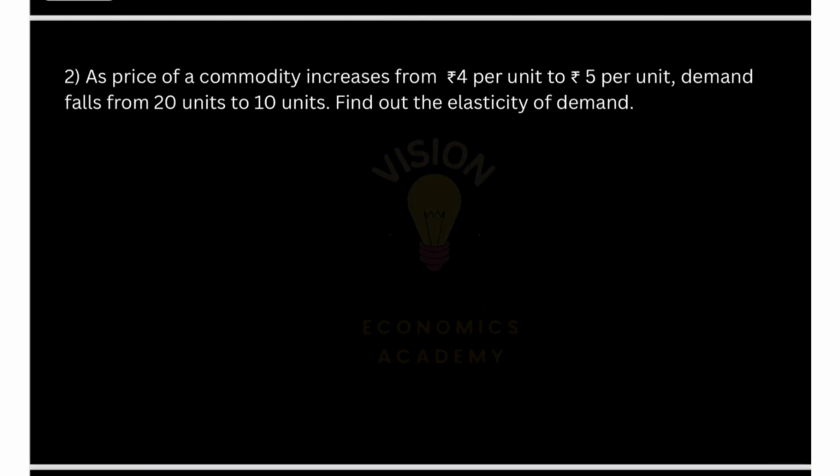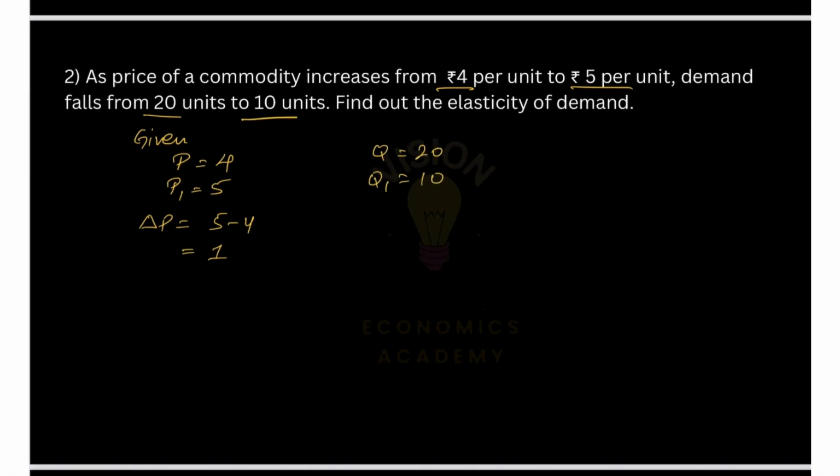As the price of the commodity increases from 4 per unit to 5 per unit, the price given is 4 and the price has changed to 5. So the change in price is 5 minus 4, that is 1, P1 minus P, right? Then quantity was 20, it has reduced to 10. So Q is 20, Q1 is 10. The change in Q is Q1 minus Q, which is 10 minus 20, that is minus 10.